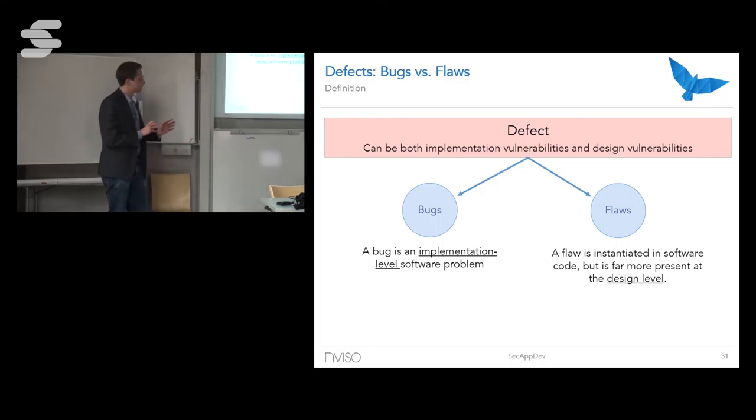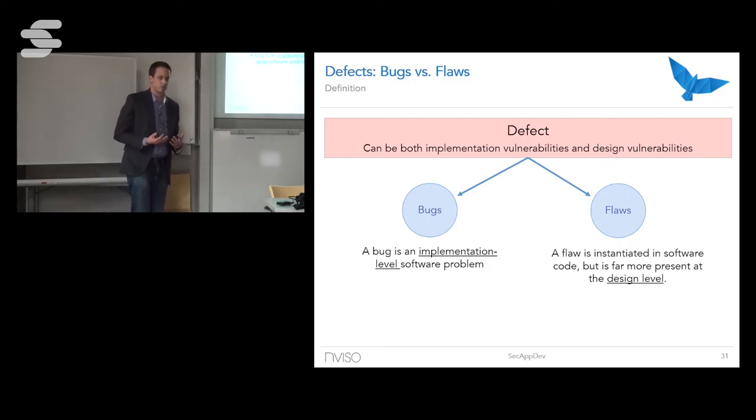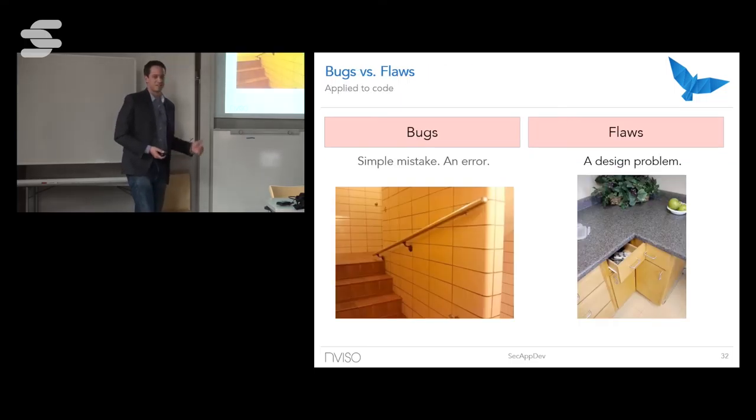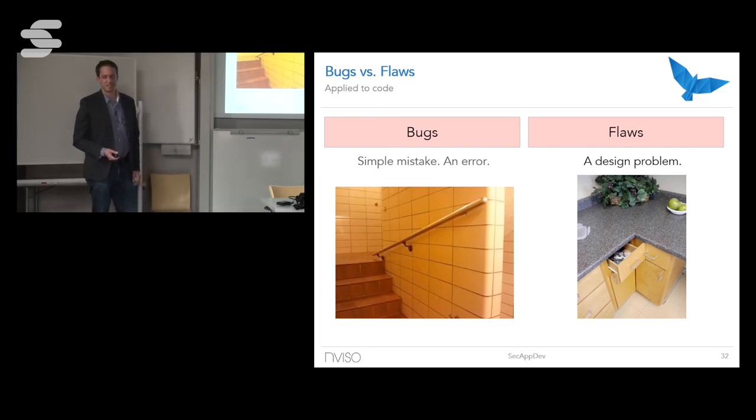If we're talking about a bug, we're really talking about an implementation level problem. So a software problem. Bugs happen at the level of source code, right? On the other hand, we have flaws. Flaws are really instantiated in the design phase. They will manifest themselves in the source code because somehow they need to appear in the application. But the root cause of a flaw is much earlier in the SDLC. It's really in the design of the application.